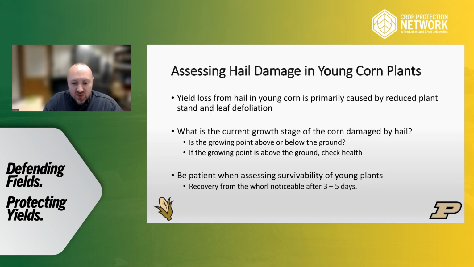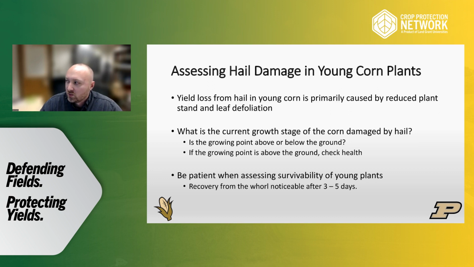So I'm going to first start out by assessing hail damage in young corn plants. So I kind of talked about we're going to focus on the young corn plants, the vegetative growth period, and then we're going to switch to what that hail damage can be in the reproductive period and that late season hail damage. So when it comes to assessing hail damage in young corn plants, there's really two primary mechanisms where yield is impacted in corn from hail damage in young corn.